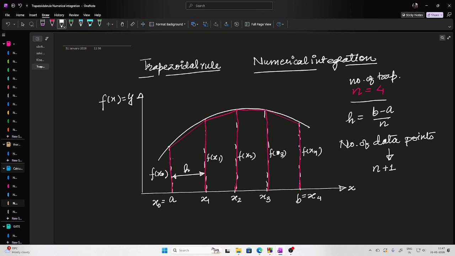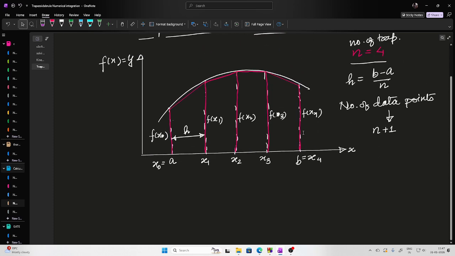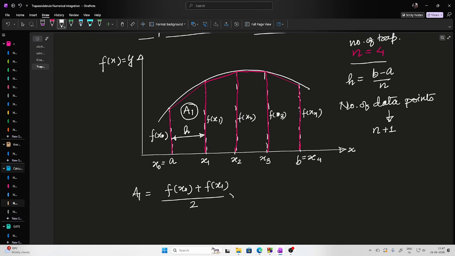Okay, so if these are the heights, how do we find the area of one trapezoid? Consider this one I am interested in. So let us write it here. The area of the first trapezoid, A1, will be the sum of the two parallel sides divided by 2, times the distance between them, that is h. Likewise, you can also evaluate the area of the second trapezoid. It is the sum of the two parallel sides, f(x1) plus f(x2), divided by 2, times h.